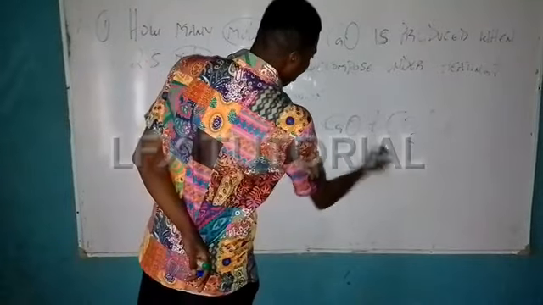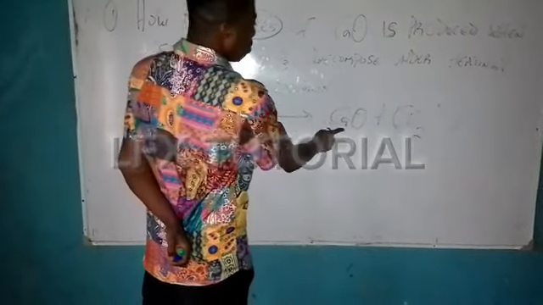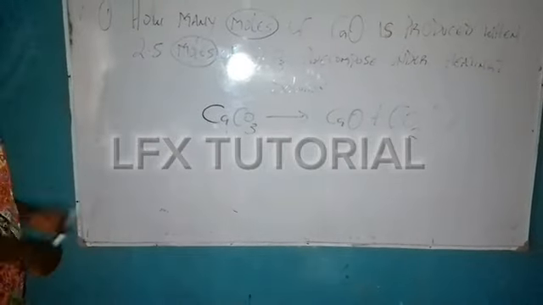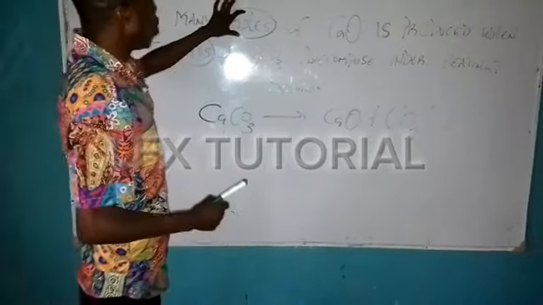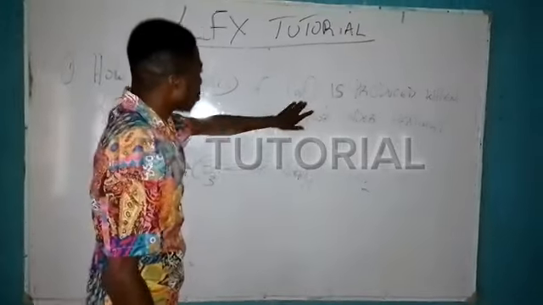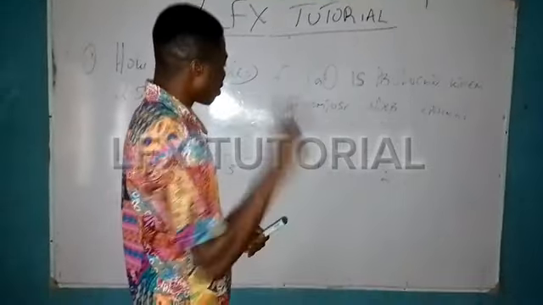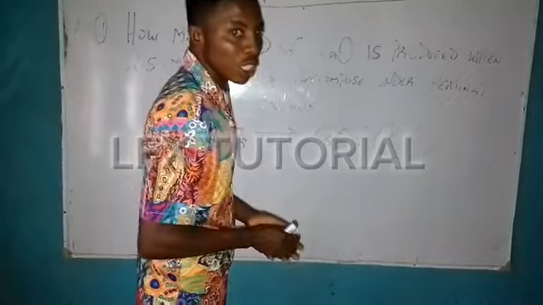Now, the ratio of the reactions is 1. This is 1 mole. This is 1 mole. This is 1 mole. Now, the question is going to be how many moles of calcium oxide are produced.